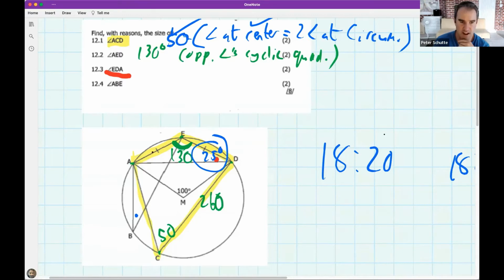Sum of angles in a triangle. Yes, a triangle adds up to 180. And this is an isosceles triangle. So these two have to both be 25, essentially. They have to be equal.